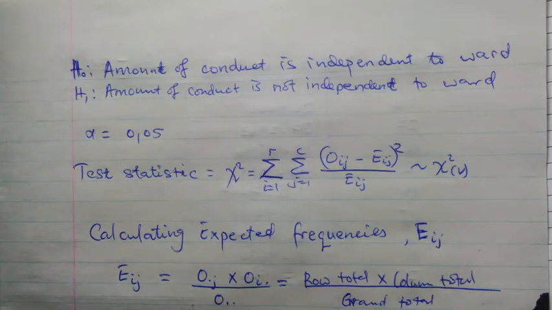And then next, we are given our alpha equal to 0.05, that is 5%. The test statistic chi-squared is given by that formula, the summation of (O_ij minus E_ij) squared over E_ij, summing from j equals 1 to c and also from i equals 1 to r. So we're summing over the rows and over the columns, the differences squared over the expected. And this follows a chi-squared distribution with v degrees of freedom, and we'll calculate the degrees of freedom later in the video.